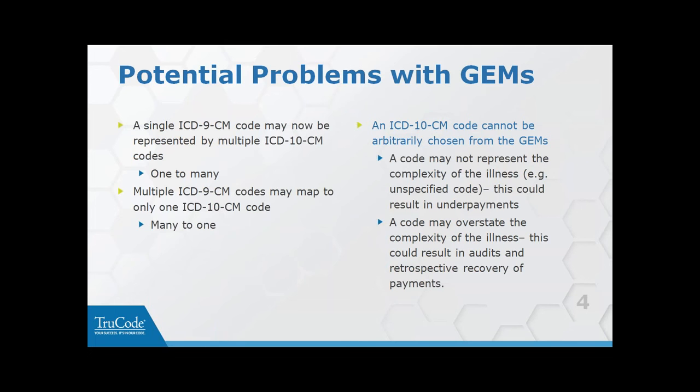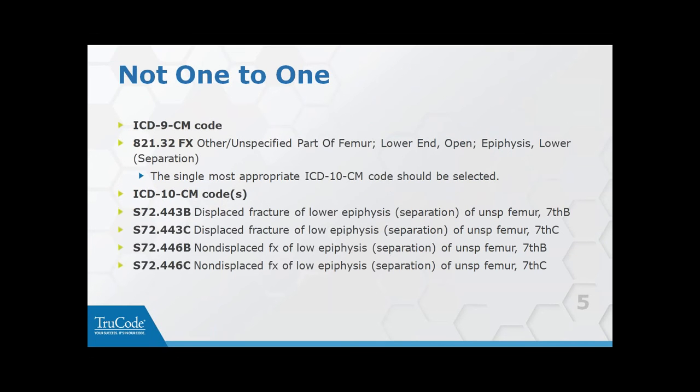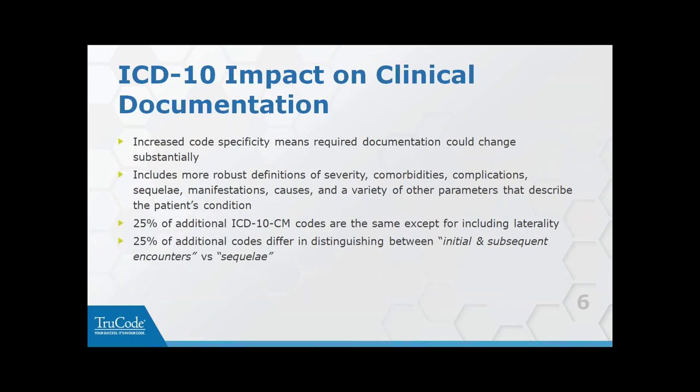And here it just tells you a little bit more about that. It really may not represent the complexity of that patient's condition, and it could result in underpayments, but also it may overstate the complexity of the illness, which could result in audits and retrospective recovery of payments as well. So you want to be very careful. And this just shows you about not one-to-one, that there's usually more codes. Now, sometimes we have fewer codes in ICD-10 because we have combination codes. So again, I just want to be real careful with that.